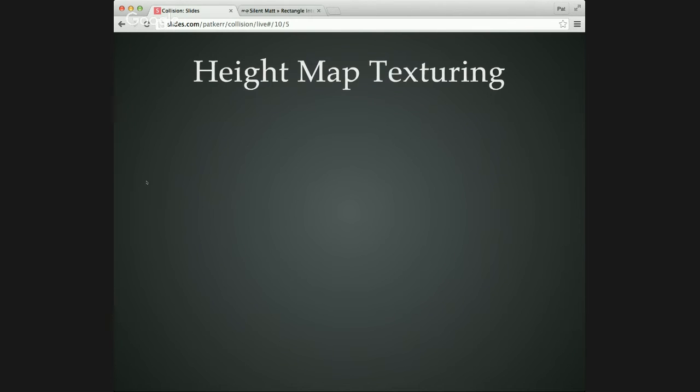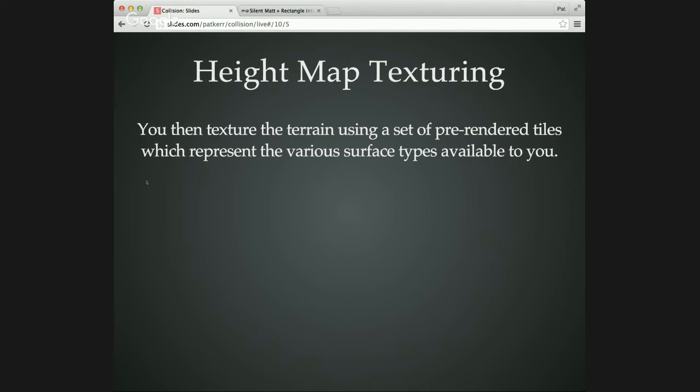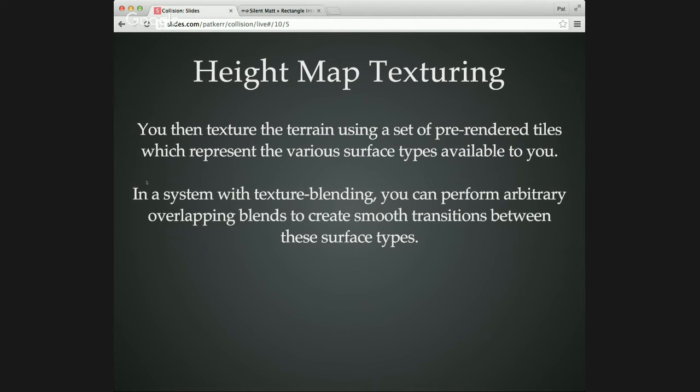This isn't about collision detection so much, but as we're talking about height maps, the other thing you have to do with a height map is texture it with some terrain images. The way that's normally done is you have a set of pre-rendered terrain tiles that your artists make, representing the various surface types of your world and sometimes the combinations of those surface types. And you just stamp those across your height map. If you're lucky and you've got good texture blending, you can also use that to try and smooth the joins between what would otherwise be very angular looking tiles between different surface types.